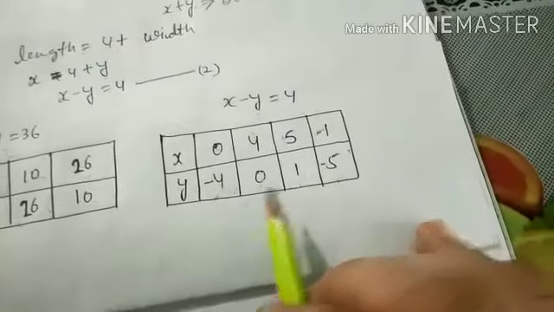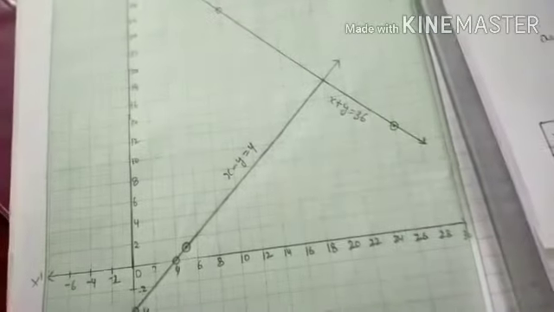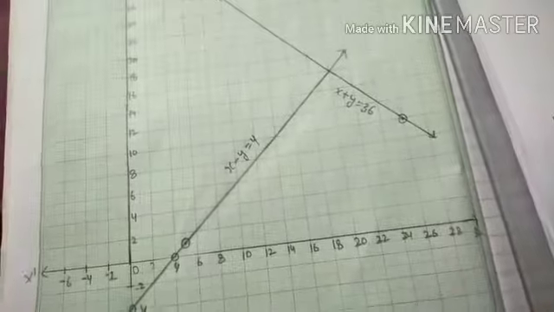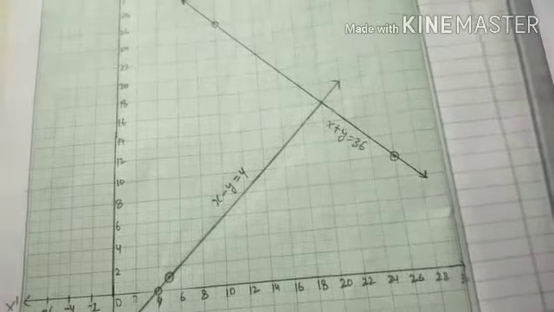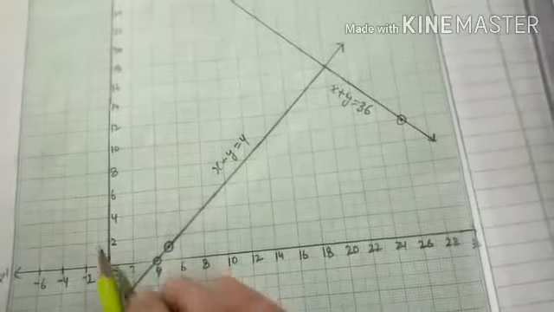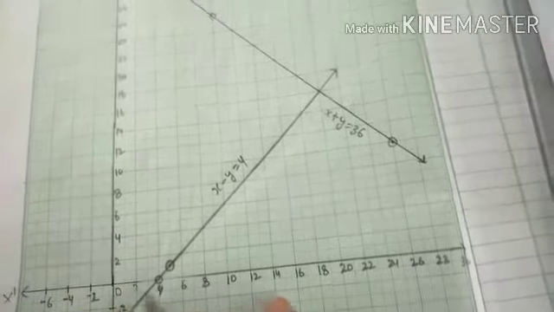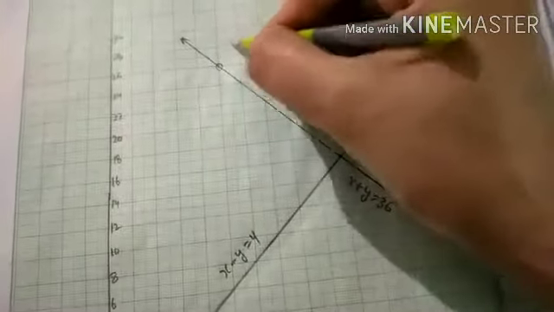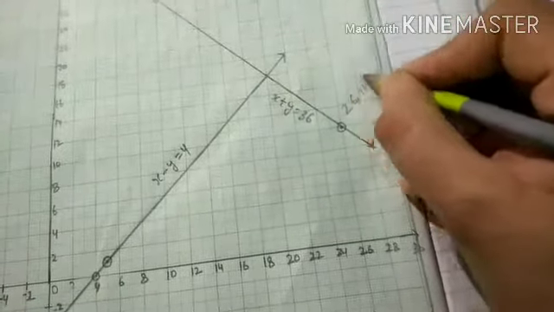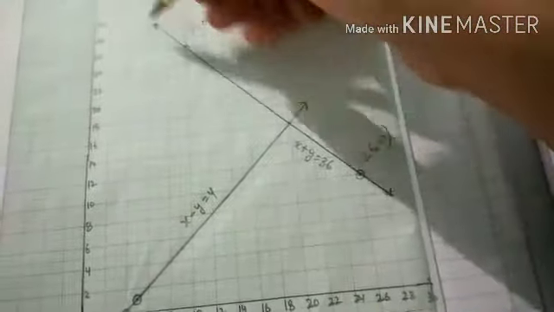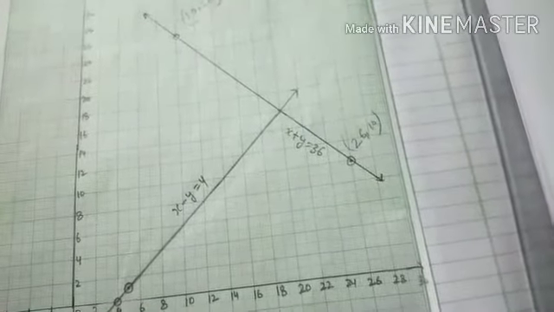Now we will plot all these values on the graph paper. Here we have a graph of this question. Now students, for the first table we have the values 0, 36 and 36, 0. It is a very large value, so we will take the last two values, 10, 26 on the x-axis. This is the first point, that is 10, 26. The second point we have is 26 and 10. Okay. Now we will join these two points and this is the representation of a line.